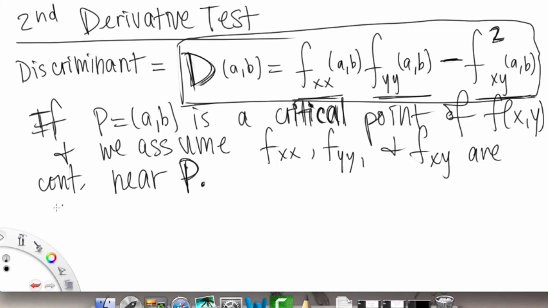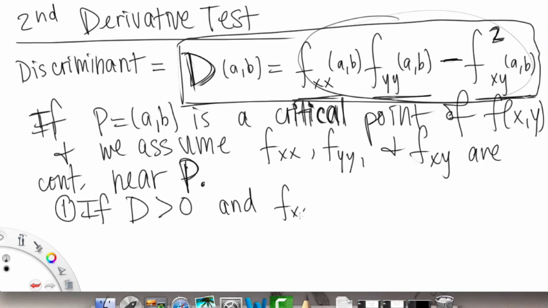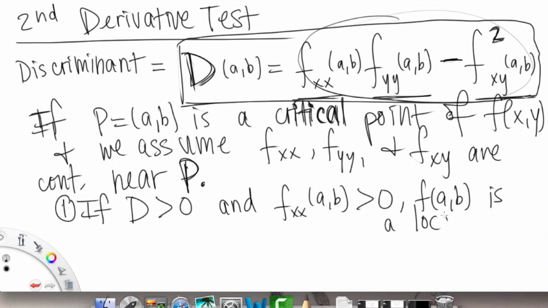there are 4 different things that can happen. The first thing is if our D, the whole thing on the right side, turns out to be positive, so greater than 0, and if f sub xx at (a, b) is greater than 0, then we have that f of (a, b) is a local minimum. These you just have to kind of memorize. I will go into detail about why these statements work out the way they do.